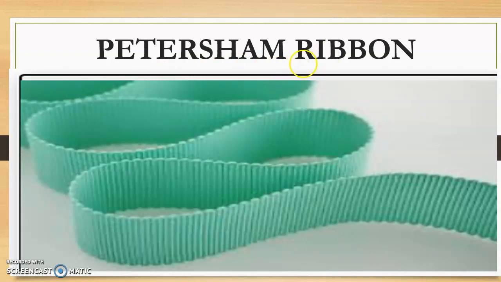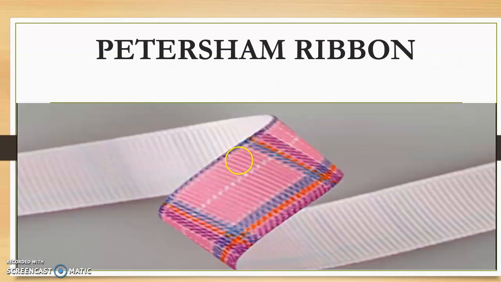This we see here, known as PETERSHAM ribbon, is used to give body or stand to the waistband of trousers, skirts, and shorts. It's known as PETERSHAM ribbon. This is another type of PETERSHAM ribbon.